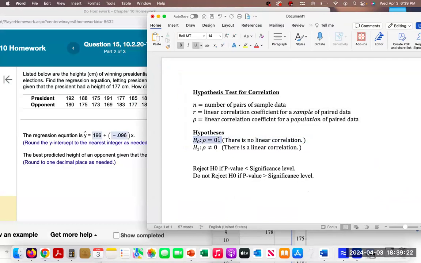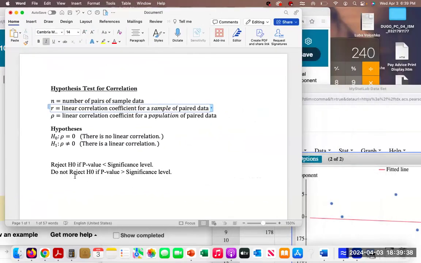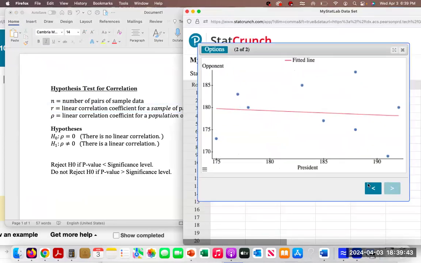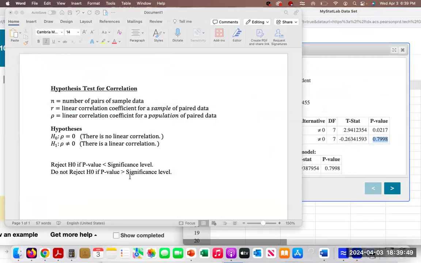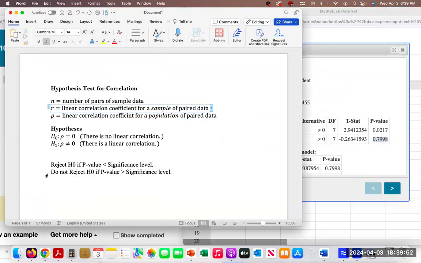For the null, we say that rho is 0, which means that there is no linear correlation. And for the alternate, we say rho is not 0, which means that there is a linear correlation. So using our p-value, we can decide to reject or not reject our null hypothesis. Since our p-value is large, 0.7998, which is greater than the significance level of 0.05, we don't reject the null hypothesis.